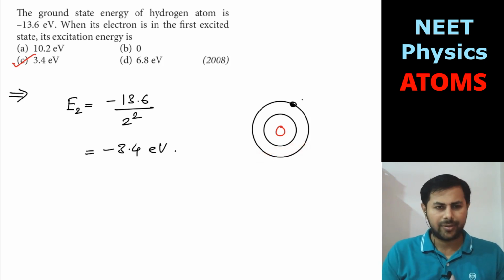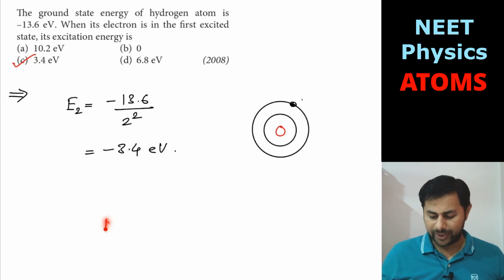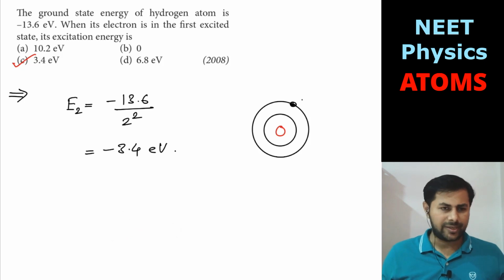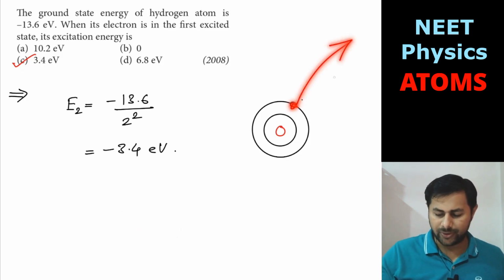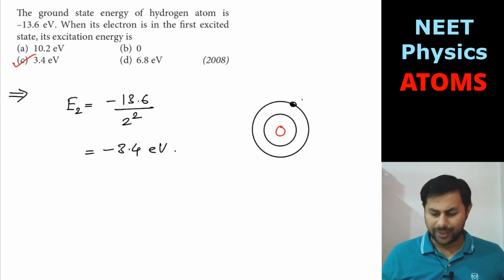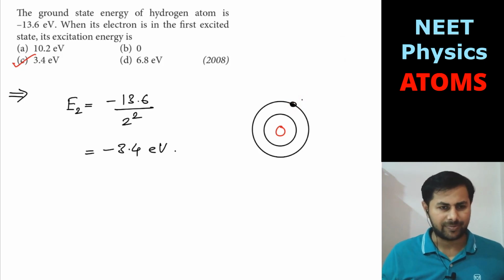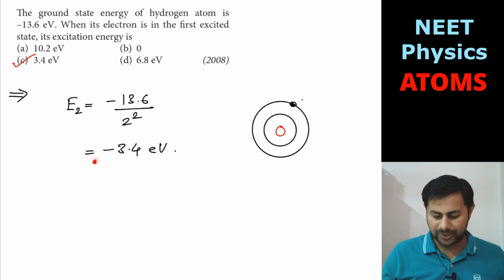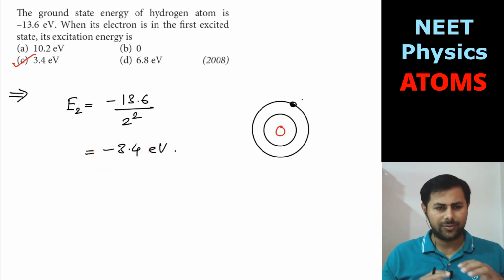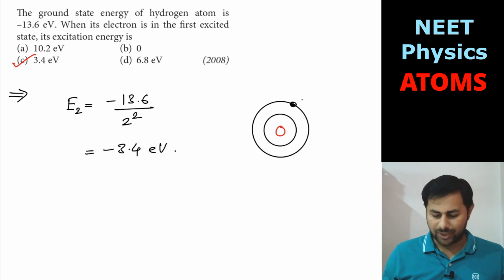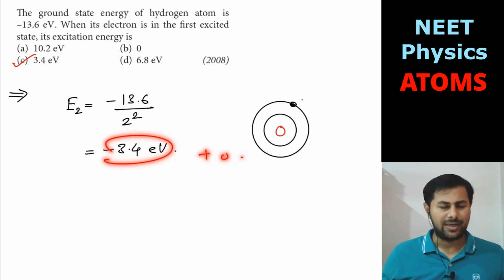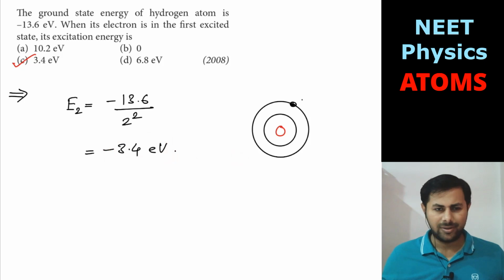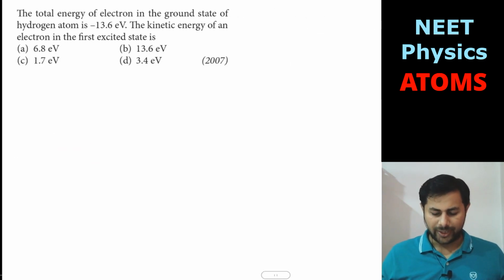If they ask for the excitation energy required to excite it to the third orbit, then that would be equal to E3 minus E2. But if they say just excitation energy, it means you want to make the electron free, to create an ion of that atom. Whatever is the negative energy here, just give that much energy so that the total energy would be equal to 0, and that means the electron is free. Okay, all right, let's see the next one.